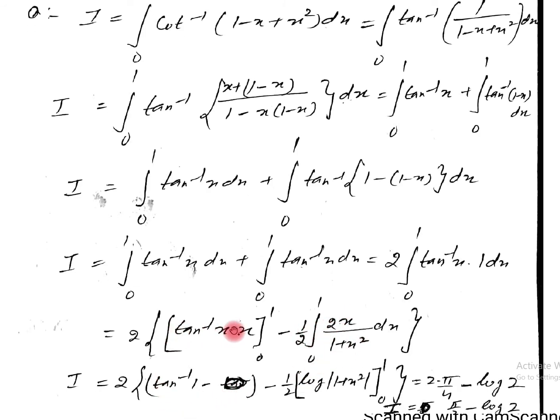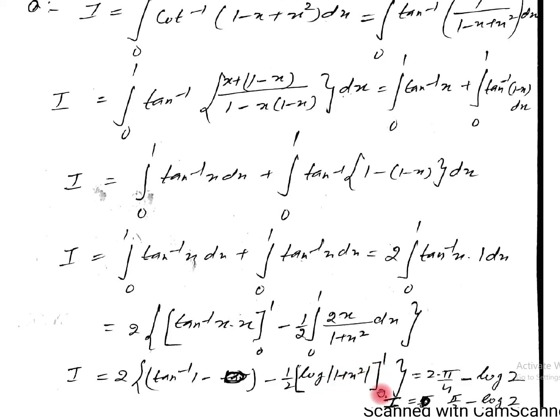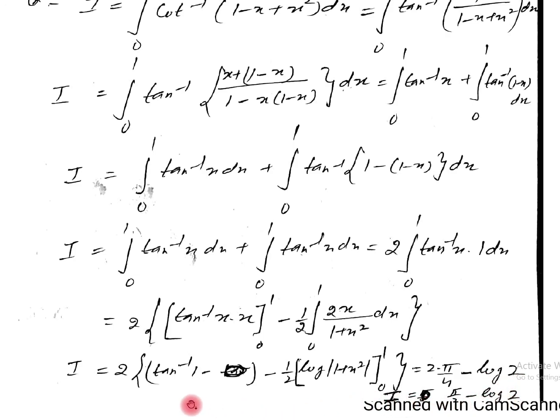So taking the limits, it becomes tan inverse 1 into (1 minus 0) minus 1 by 2 log of (1 plus x square), because I am using the result f dash x upon f x is log of f x. So it becomes log of (1 plus x square). Then putting the upper limit and the lower limit, it becomes tan inverse 1 is pi by 4, 2 into pi by 4 minus, 2 cancels with 2, log 2 minus log 1, and log 1 is 0. So it becomes 2 into pi by 4 minus log 2. Simplifying, I am getting I equal to pi by 2 minus log 2.